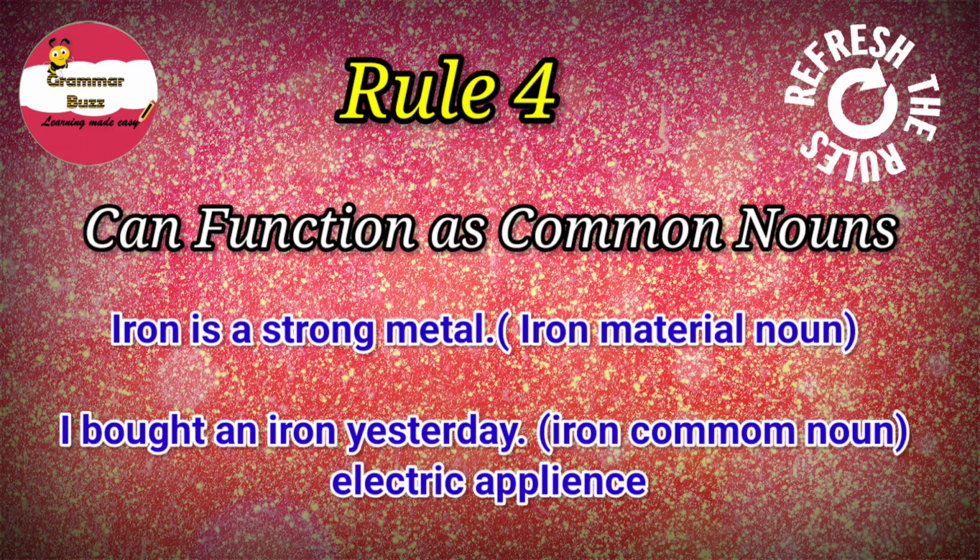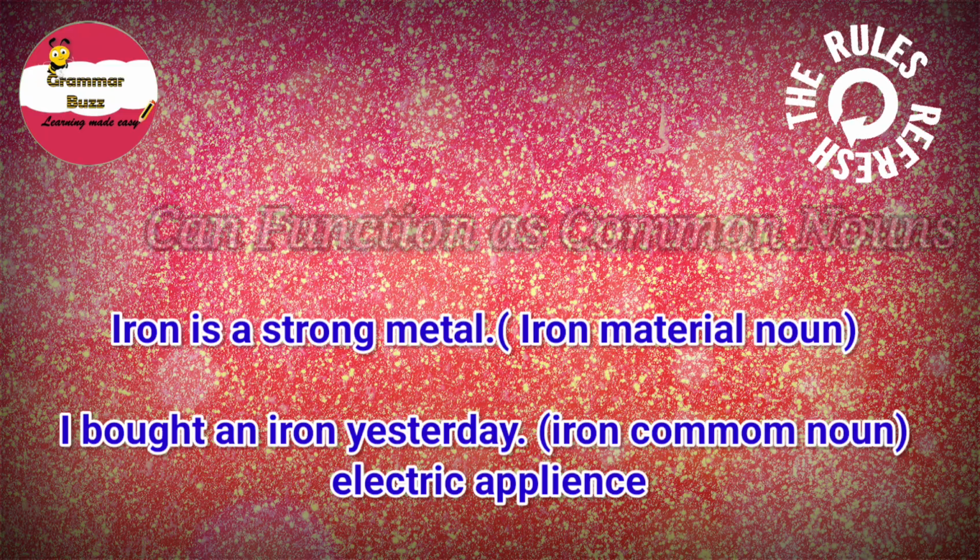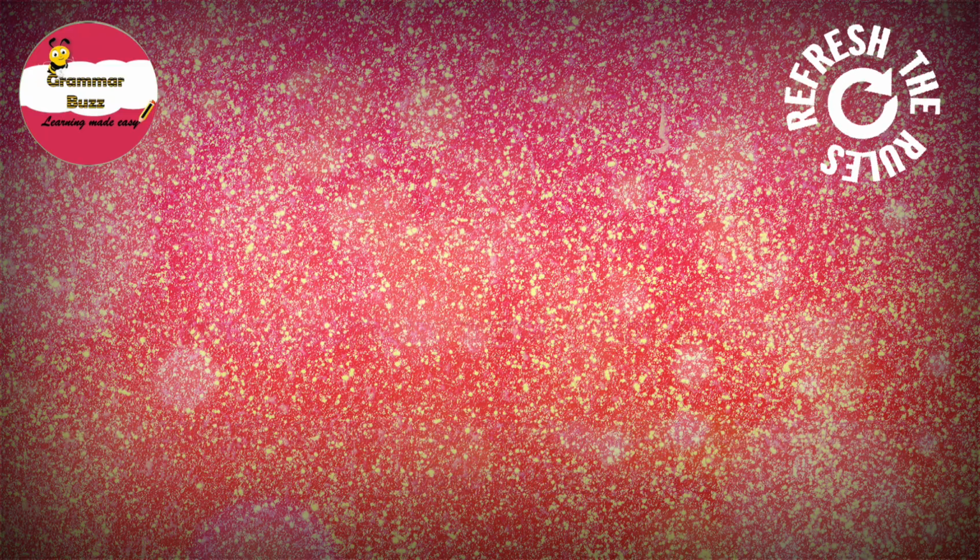But take a look at the next sentence. I bought an iron yesterday. Here iron means an electric appliance used for pressing clothes. Since it is a name of a thing that we can count as 1 iron, 2 iron, 3 iron, here it is a common noun.